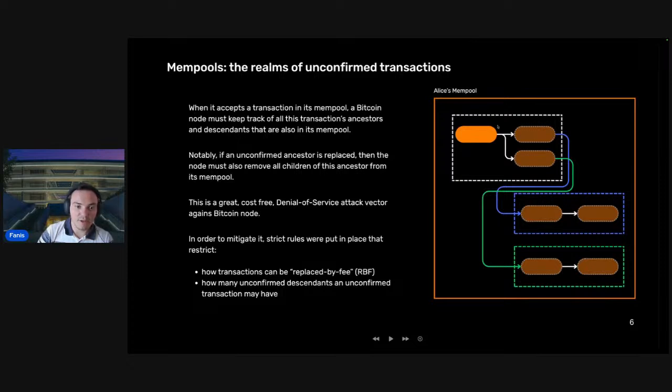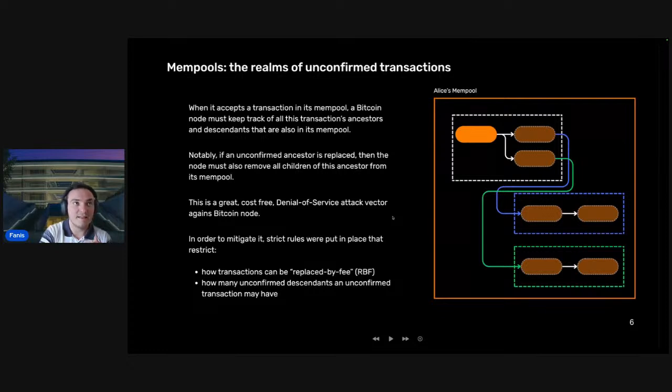And so in this example, we have one parent unconfirmed transaction and then two unconfirmed children transactions. And something important is that if this first parent transaction was to be replaced using, for example, RBF, so replaced by fee, then the node also needs to flush the two children transactions because they don't exist anymore, because the inputs that they are spending don't exist anymore. So that's why you need to keep track of children and parents inside the mempool.